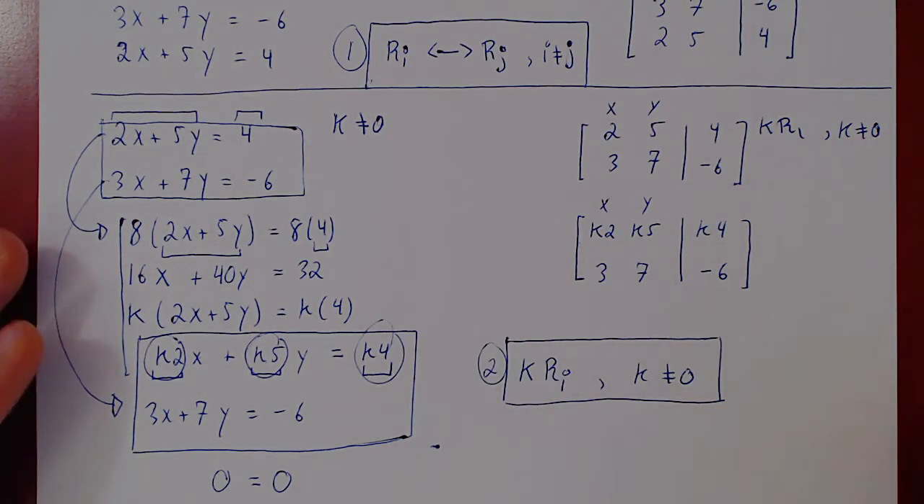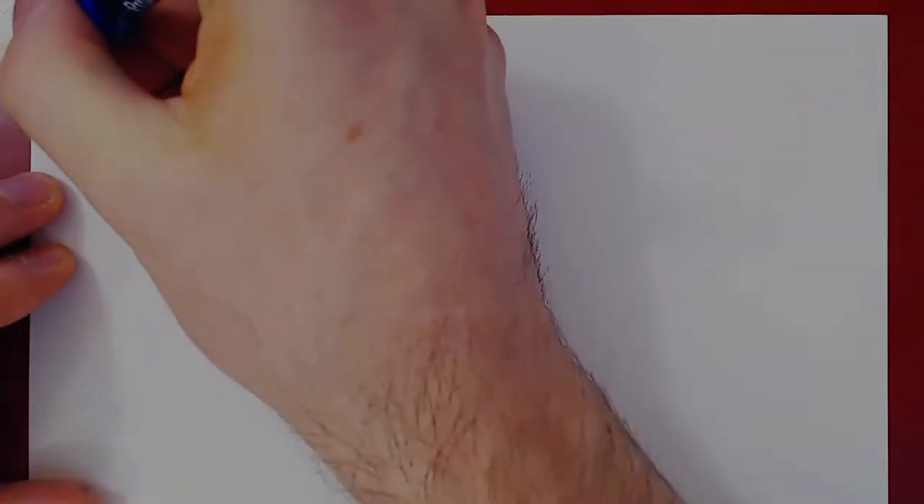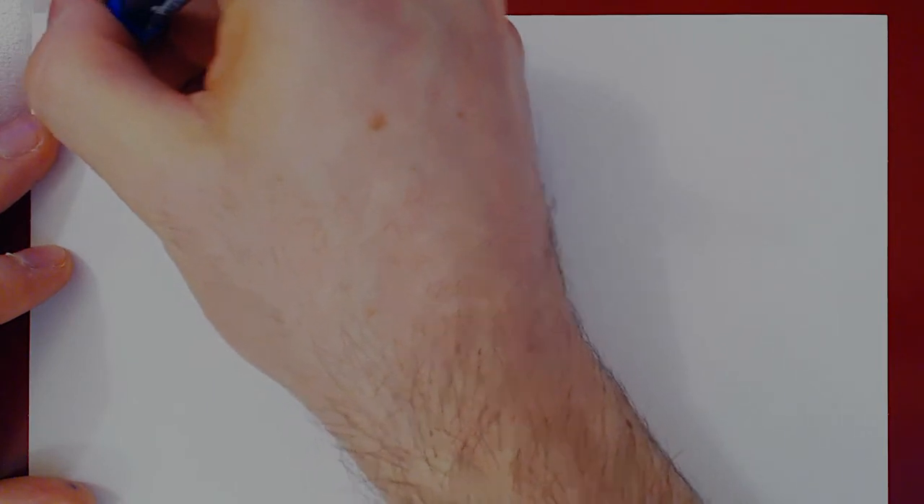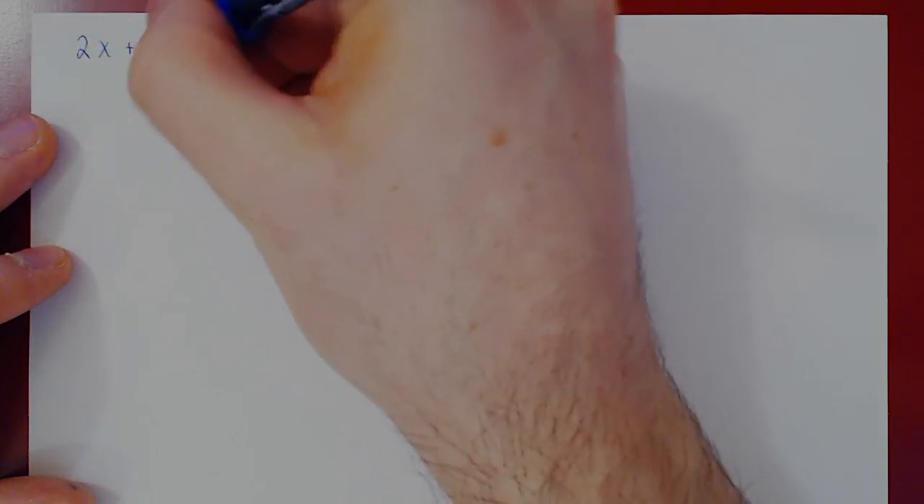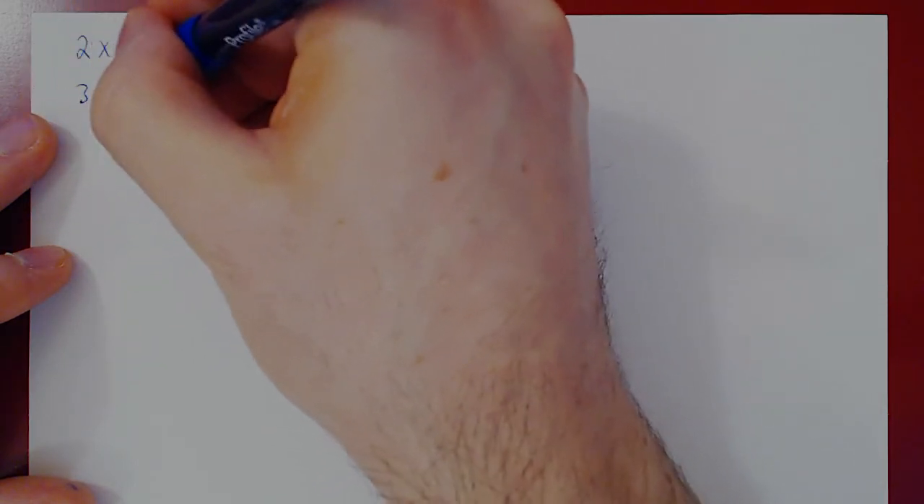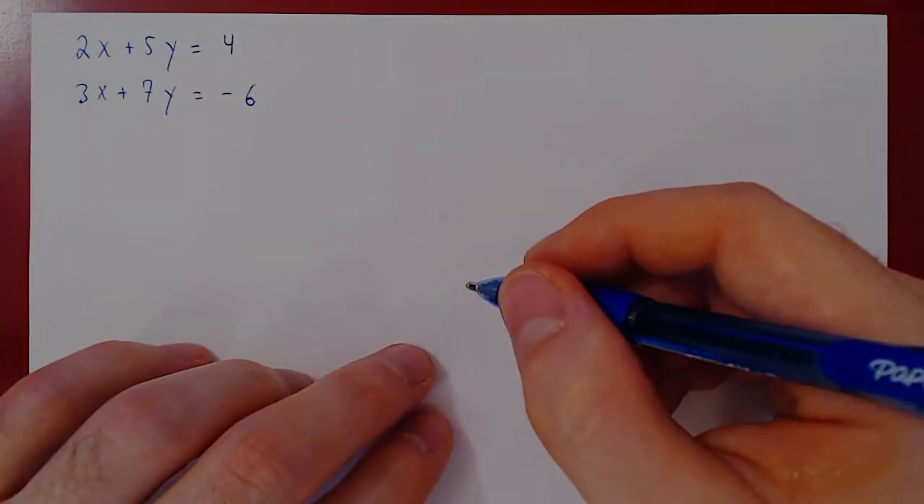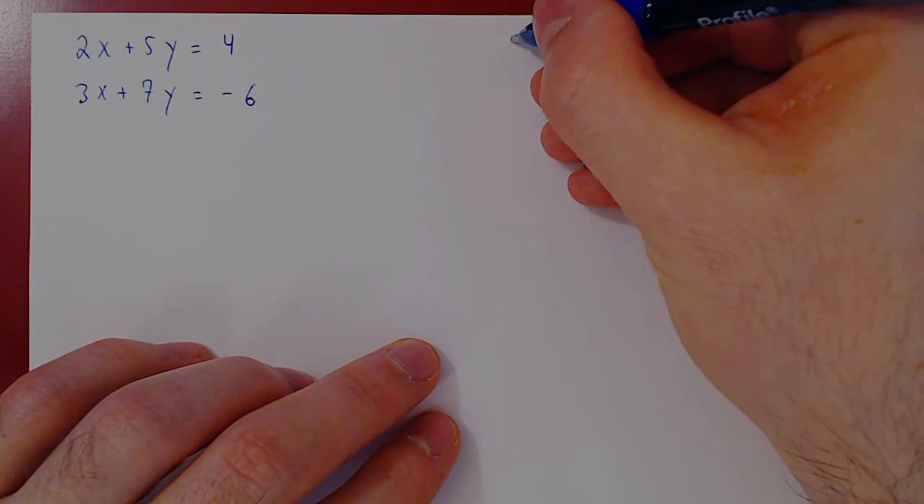And now, what is the final and third row operation? This one is not so obvious, but not that complicated either. Let's rewrite the original linear system. So 2x plus 5y equals 4. 3x plus 7y equals negative 6. Again, we have the corresponding augmented matrix.